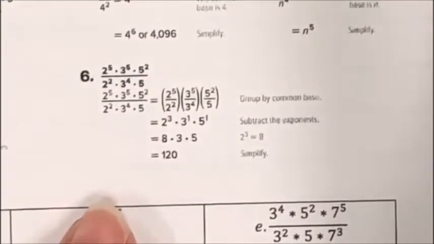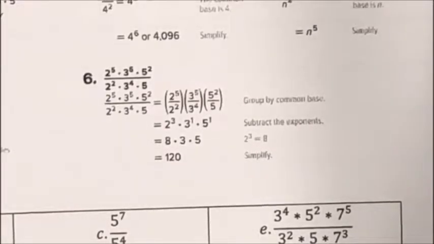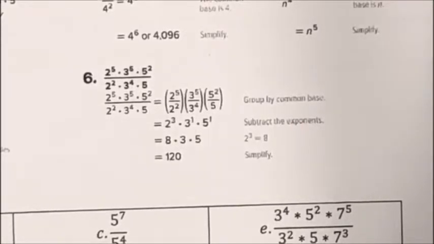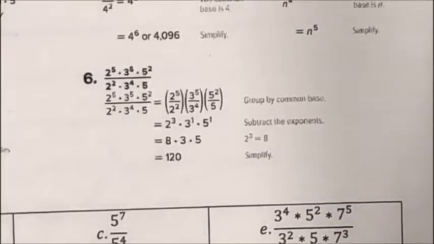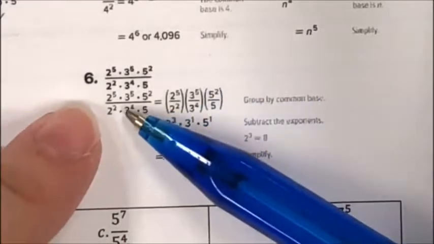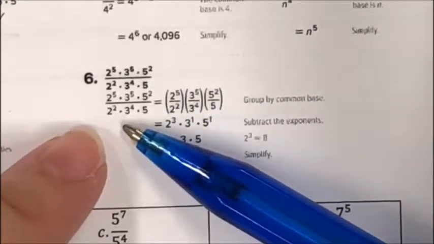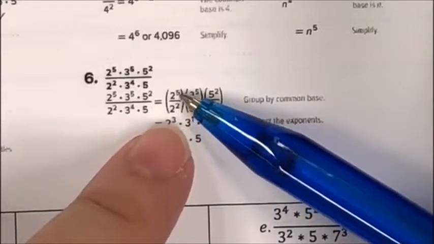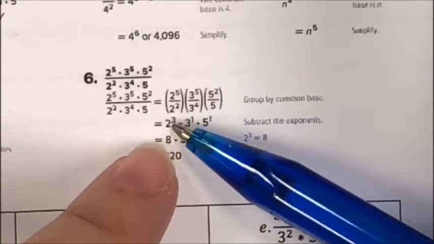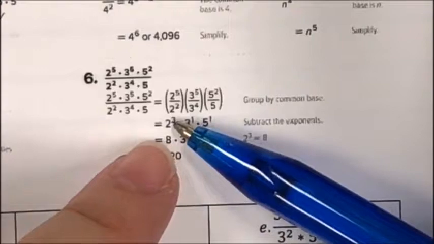Number 6 down here is a little bit more complicated, but it's still the same ideas, okay? So I have 2 to the 5th times 3 to the 5th times 5 squared, over 2 squared times 3 to the 4th times 5. Now you can do one of two things. You can just multiply everything out because they're all numbers and then simplify, or you can start to recognize that 2 to the 5th and 2 squared have the same base, so can I simplify those? Yes, I can. 5 minus 2 gives me 3, so I have 2 cubed.